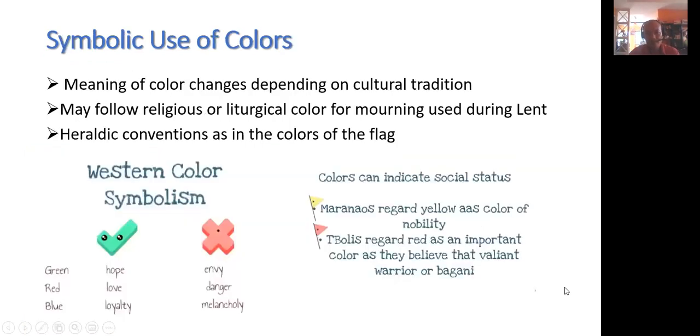Okay, moving on. The symbolic use of colors: the meaning of color changes depending on the cultural tradition. So you may follow religious or liturgical color for mourning, used during Lent, and heraldic conventions, as in the colors of the flag.